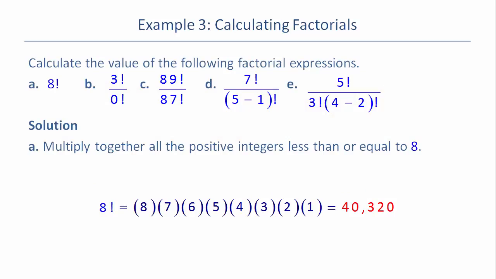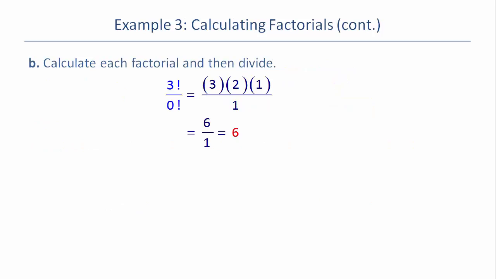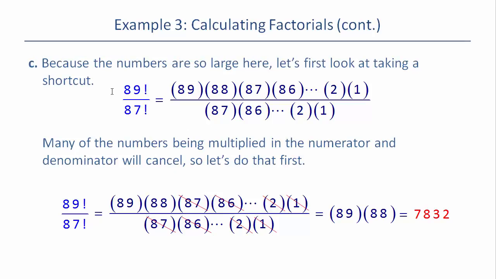Okay, so here's some simple examples. 8 factorial, we can see it's just all those put together. 3 factorial over 0 factorial, well, that's just going to be 3 factorial over 1, right? The next one is where factorials are really cool, because 89 factorial over 87 factorial would be a ginormous number over another ginormous number, and it would be impossible to calculate either one of those things in the calculator. It would just be too big to display.